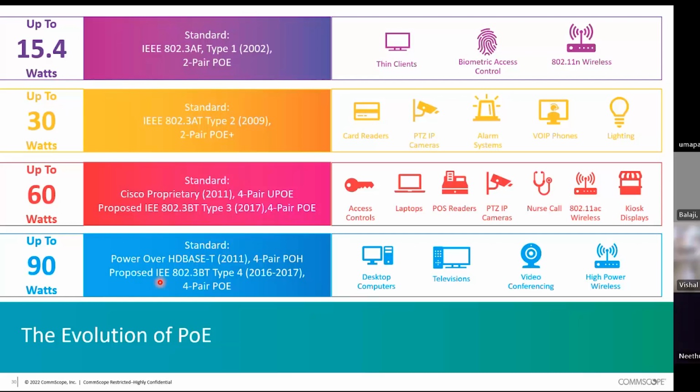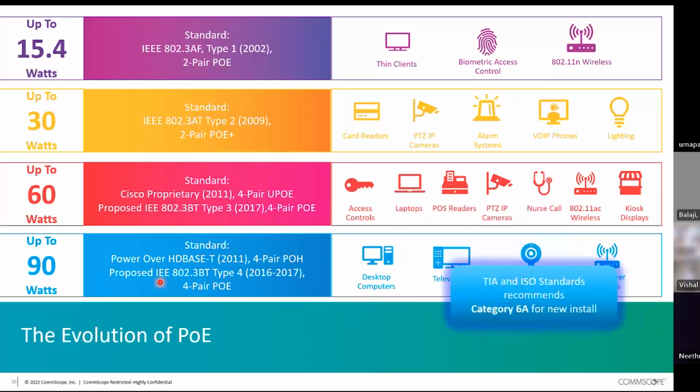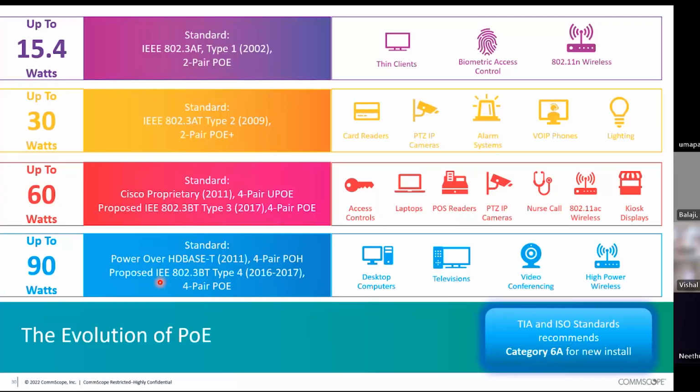To support all these things, what type of cable is required? TIA and ISO are recommending Category 6A for all new installations, because if the customer wants to drive 60 watts tomorrow or 90 watts tomorrow, what type of cable will support it? There are limitations on Cat 5E or Cat 6, whereas Category 6A will withstand all your 90 watts power requirement as well as 10G connectivity.